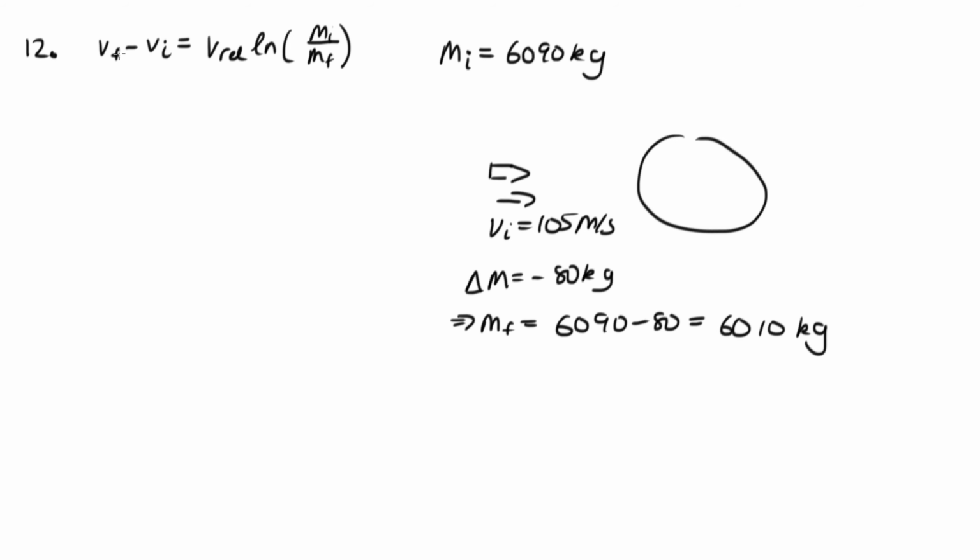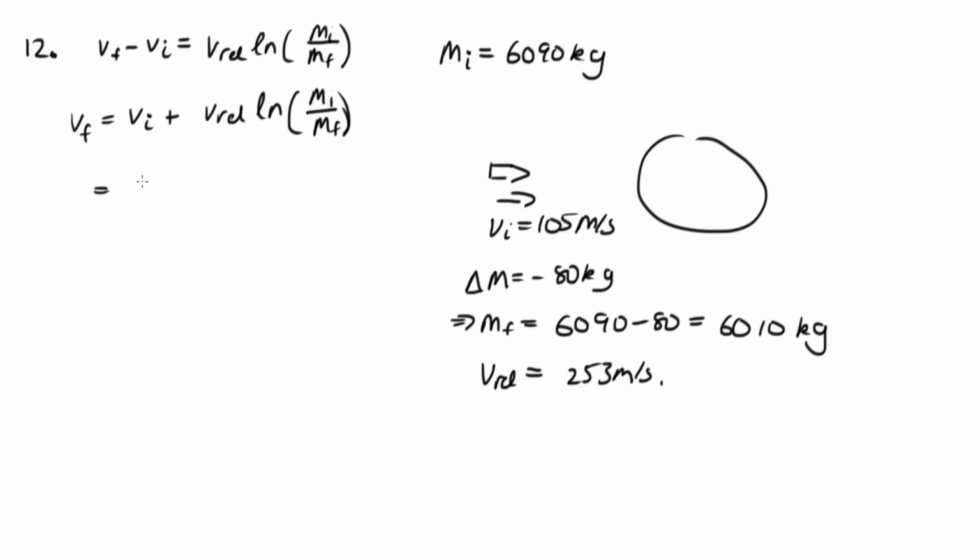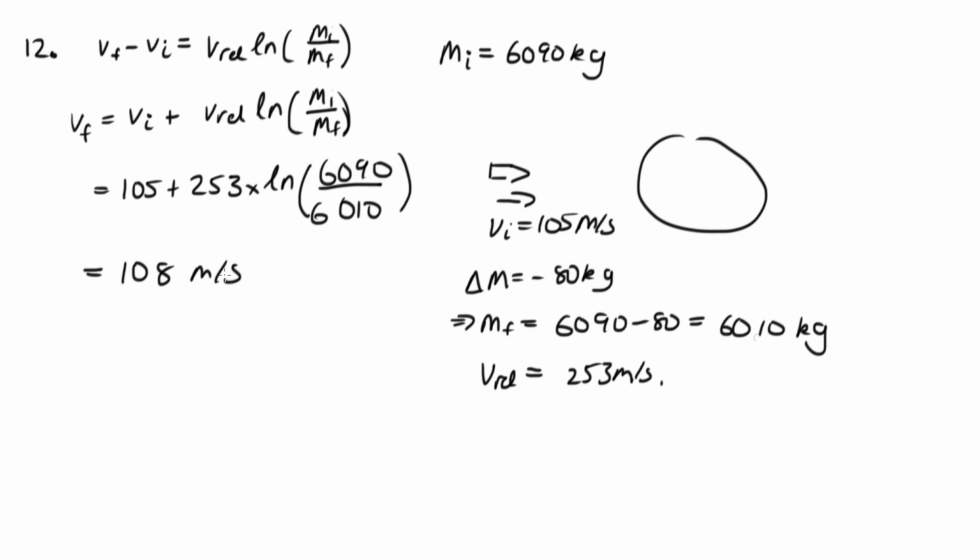Okay, and we're asked to find the final speed of the rocket. So the final speed is equal to the initial speed plus the relative speed of the exhaust times the log of the initial mass over the final mass. And we are told the relative speed in the question, it is equal to 253 meters per second. So it's not too hard to substitute into this one. We've got 105 plus 253 times the natural logarithm of 6,090 over the final mass, which was 6,010. And we just solve that on the calculator and we get 108 meters per second. So that's how we solve that one.